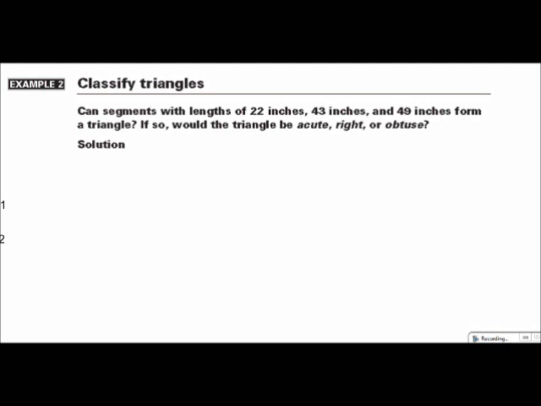Now let's take a look at a couple of examples of what you'll be doing here. Classifying triangles. We're going to try and decide whether they're acute, right, or obtuse. The question says, can segments with lengths 22 inches, 43 inches, and 49 inches form a triangle? If so, would the triangle be acute, right, or obtuse? So let's answer the first question. Can we even form a triangle with these side lengths?